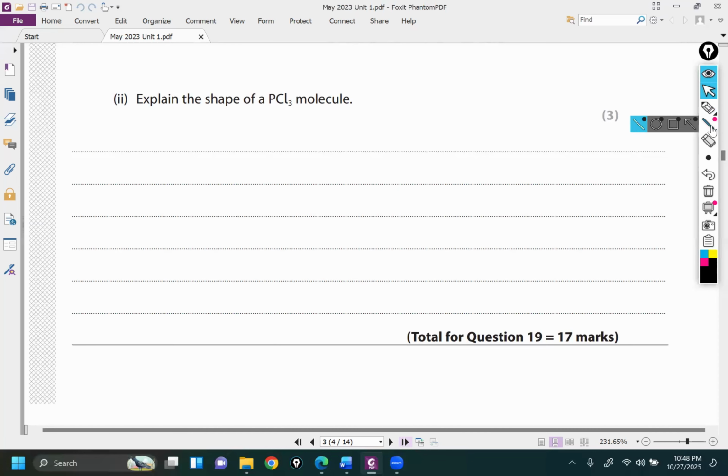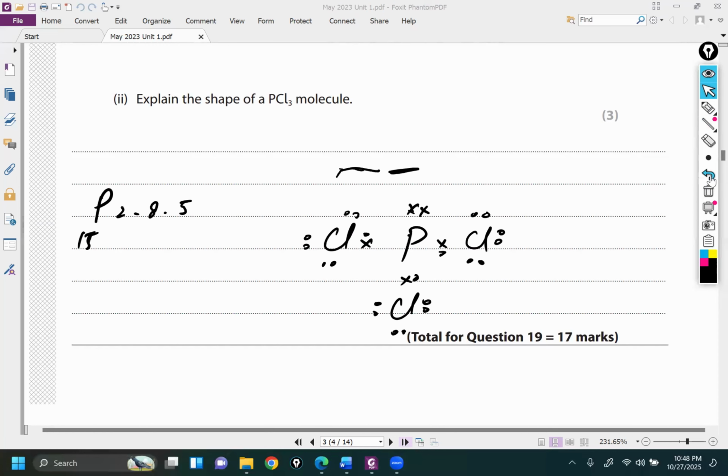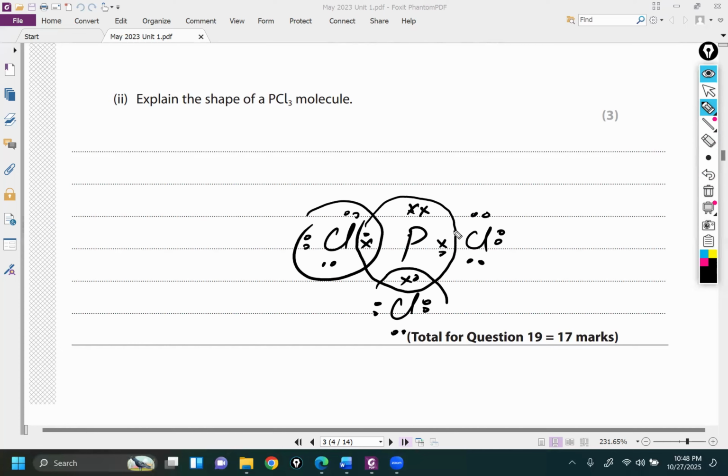Now, in this case, explain the shape of a PCl3 molecule. If you look here, I'll just display this again. The shape of the molecule is decided by the central atom. The central atom in this case is phosphorus, which is bonded to 3 chlorine atoms. Now, how will you write this for 3 marks?